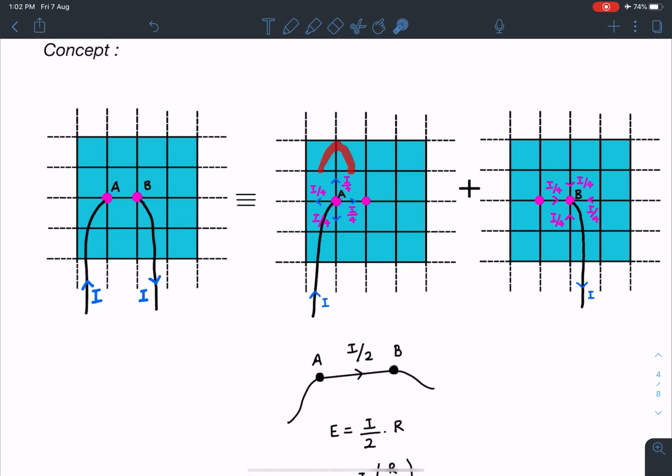We can't predict in these three branches. We can't say it will be I by 12. However, this and this will be the same, but I can't say the same thing here. So this current will be different from these two. Anyways, we don't need it. So I'm not putting too much emphasis on that area.